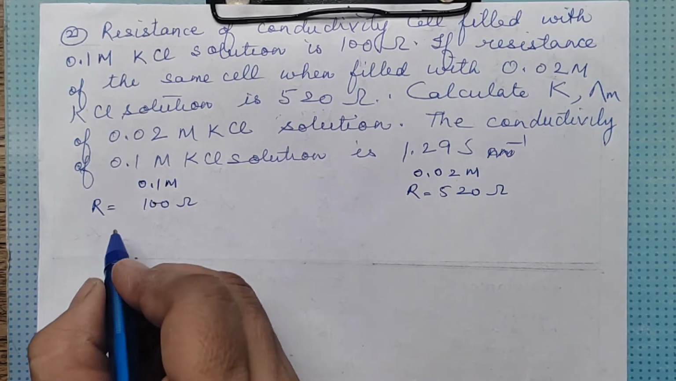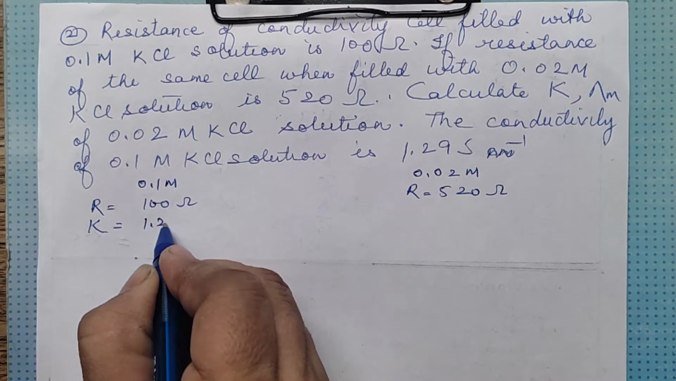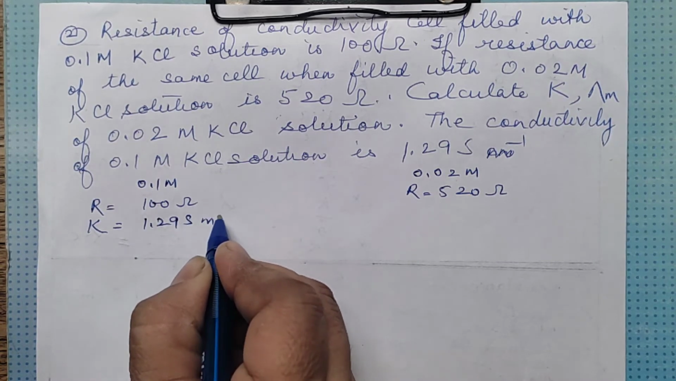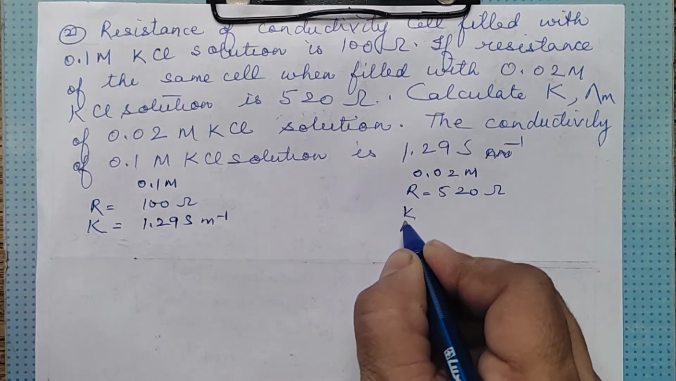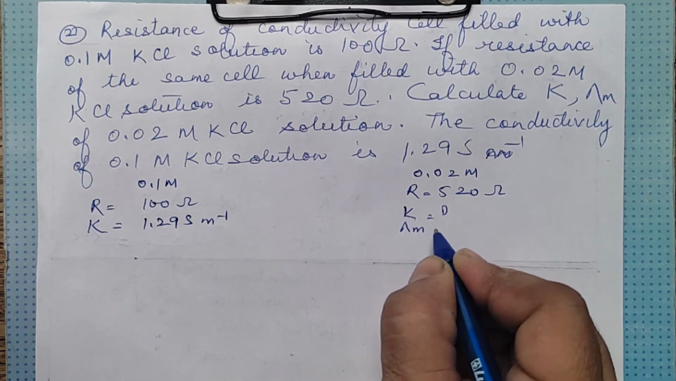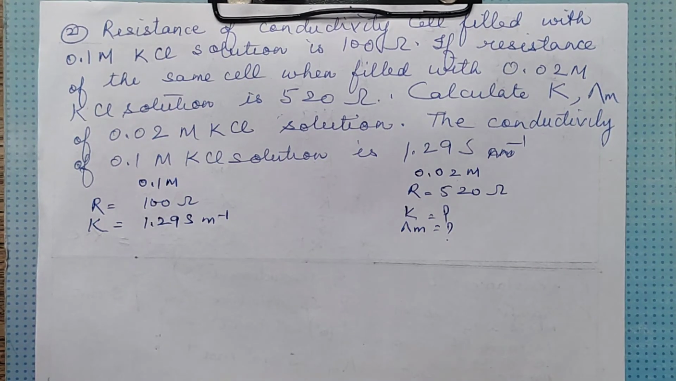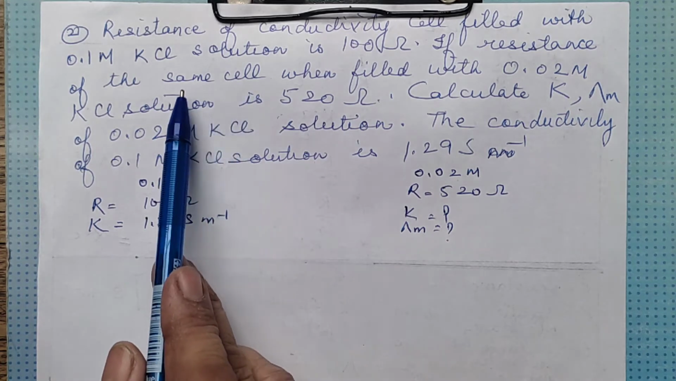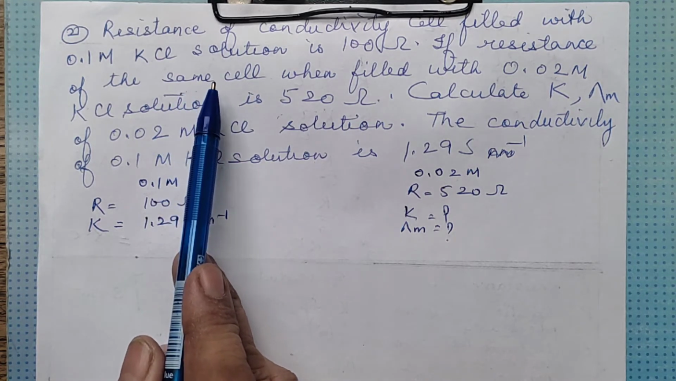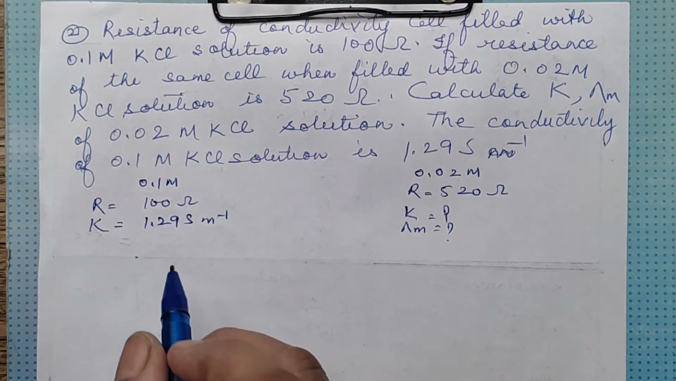For the first one, the kappa value is given as 1.29 Siemens per meter. For the second solution, kappa and lambda m both are to be calculated. So first, read the question. It says the cell is the same. When the cell is the same, it means the cell constant has to be the same.